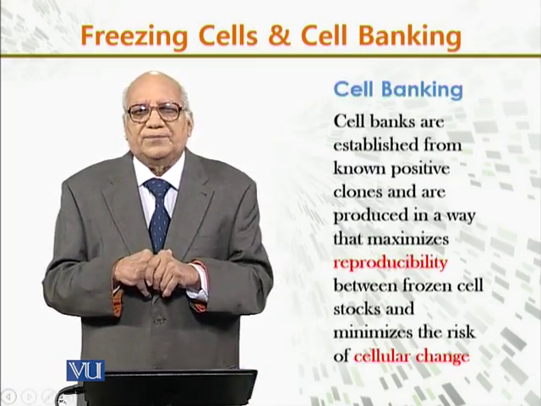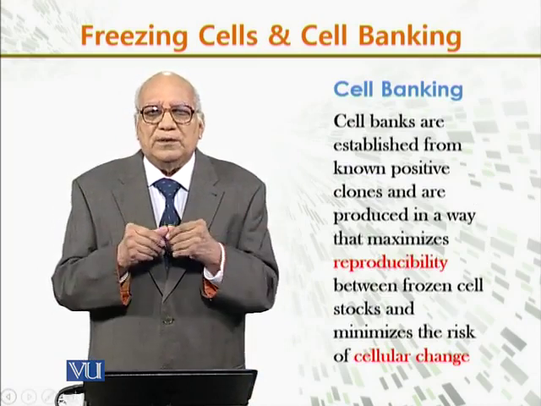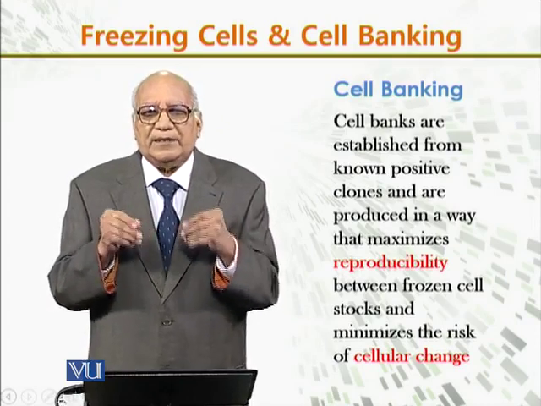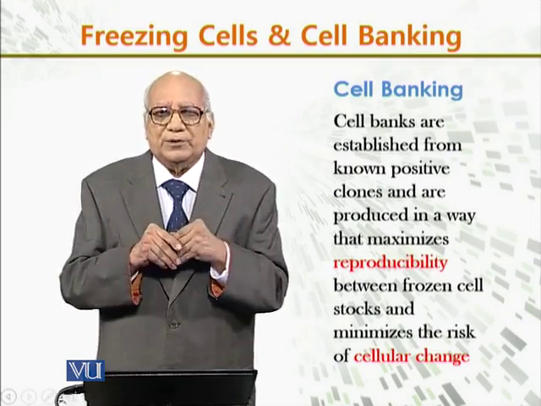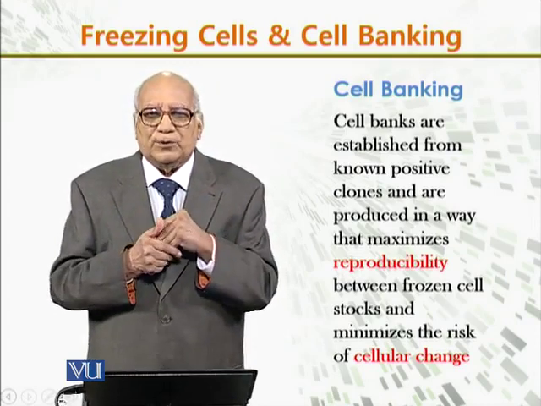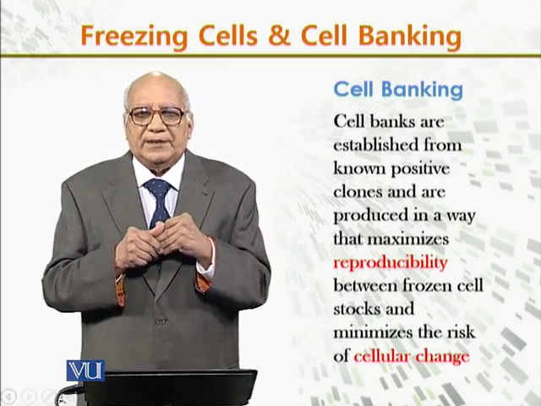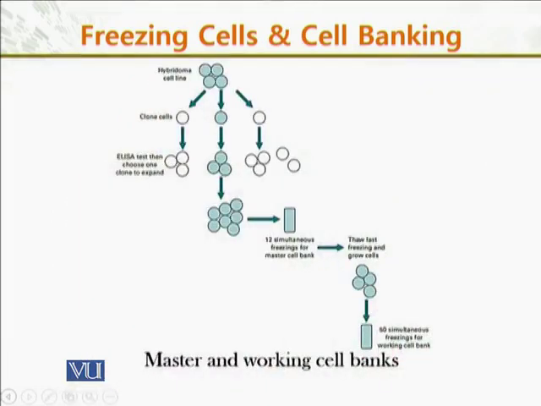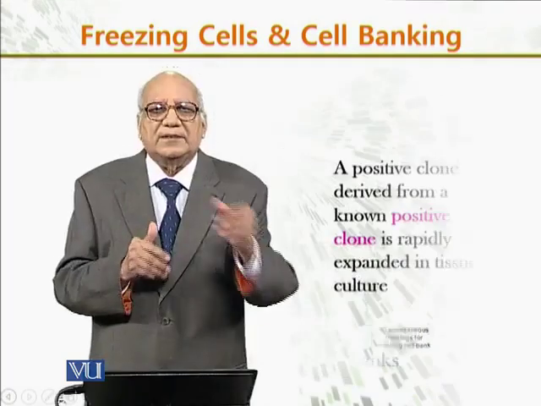So cell banks are established from known positive clones and are produced in a way that maximizes the reproducibility between the frozen cell stocks and minimizes the risk of cellular change. That is called cell banking. In this case, there is a depiction of how the cell banks work, that we get the cell and those clones which are used are stored there for making the cell clone.